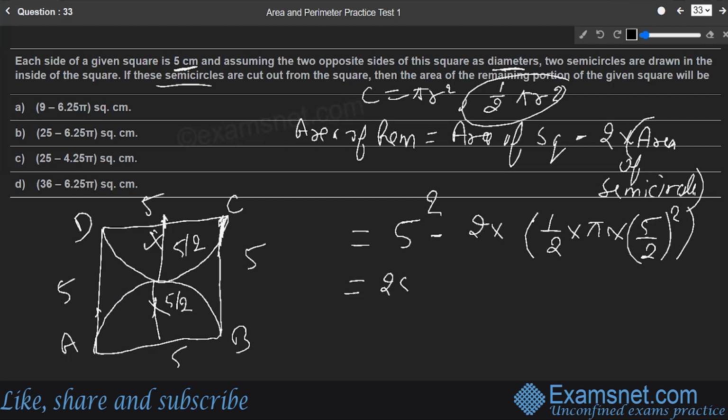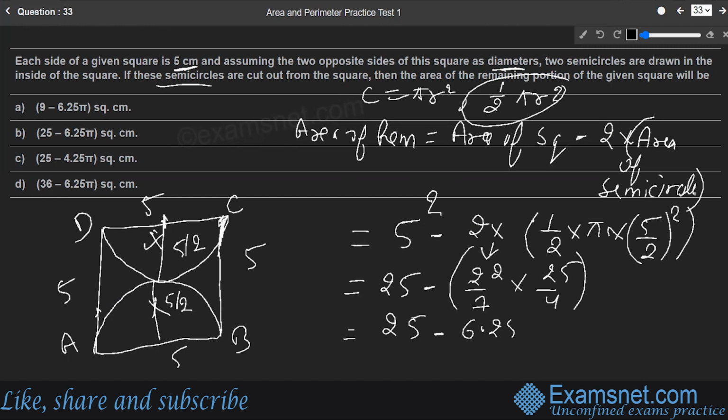If we solve this further, this comes out to be 25 minus 2, and the 1 by 2 gets cancelled, so it comes out to be 25 minus pi into 25 by 4. We clearly need to solve this particular expression. Since the options are given in terms of pi only, we don't need to use 22 by 7. We'll let it be pi only, so it comes out to be 25 minus 6.25 pi. So this is the area, 25 minus 6.25 pi square centimeters. Let's see where it is available. It is available in option number B itself, 25 minus 6.25 pi square centimeters.